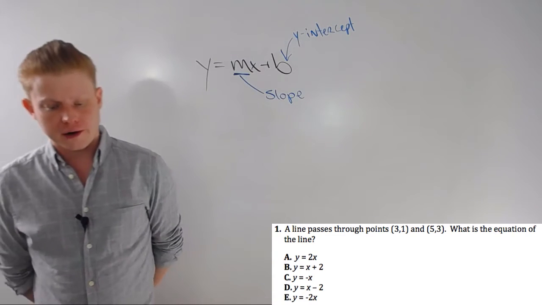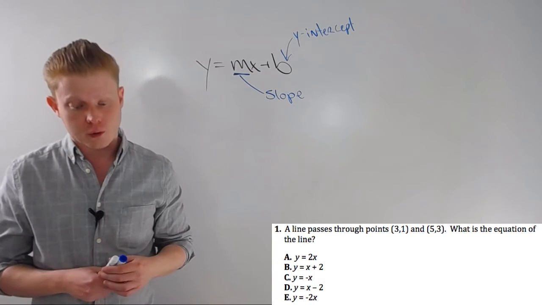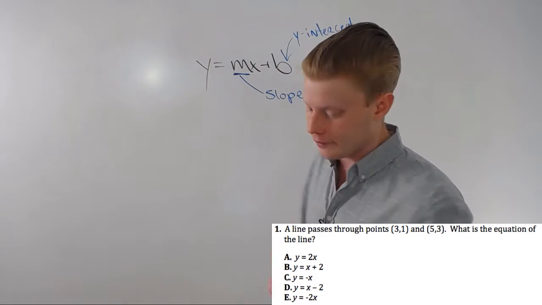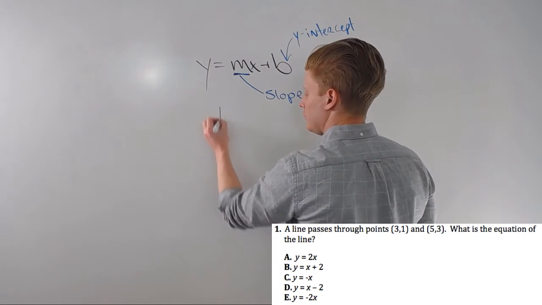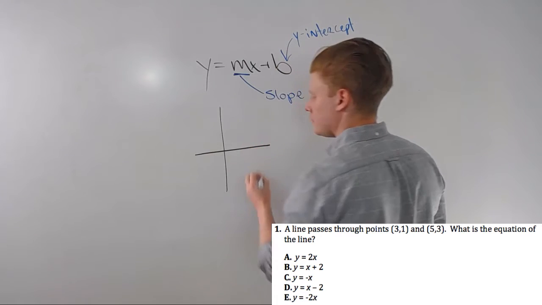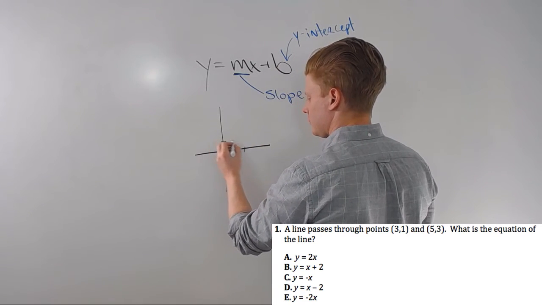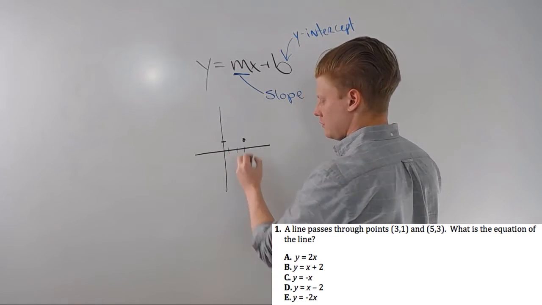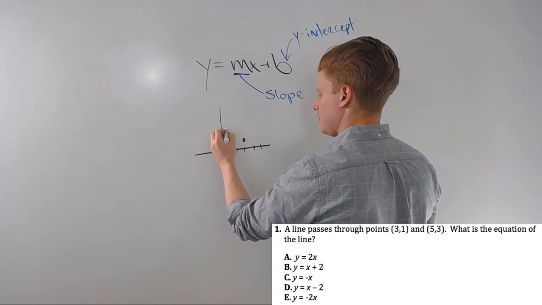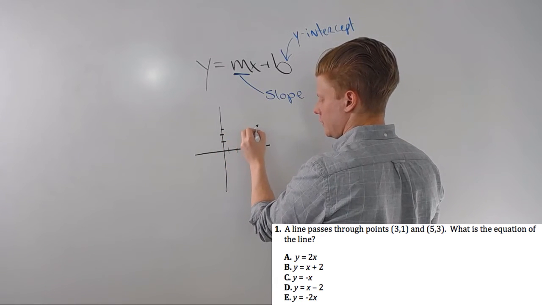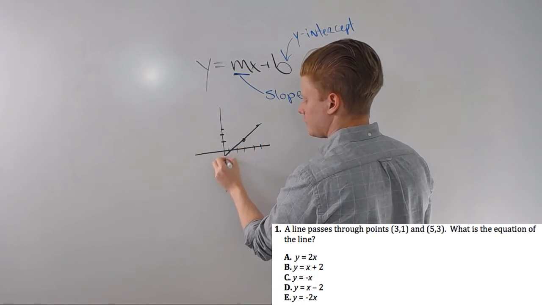Now let's look at what we've got here. A line passes through points (3, 1) and (5, 3). What is the equation of the line? Okay. So (3, 1), x goes first, and (5, 3). So it's got a little bit of a slope to it, a little positive slope, and it will look kind of like this.